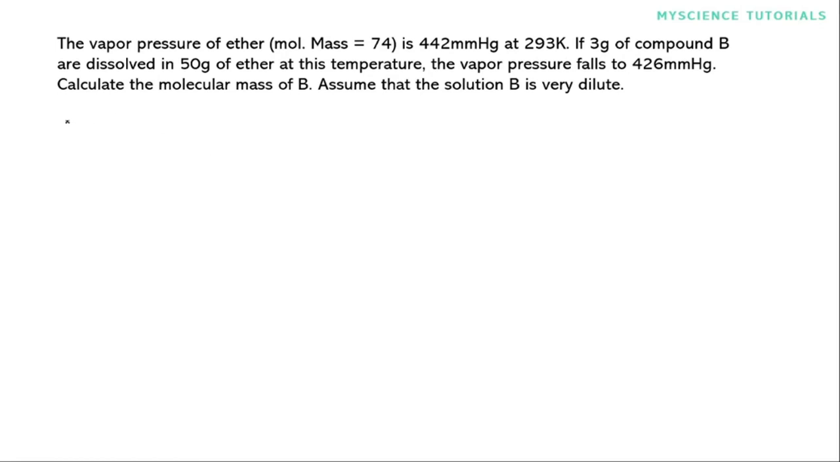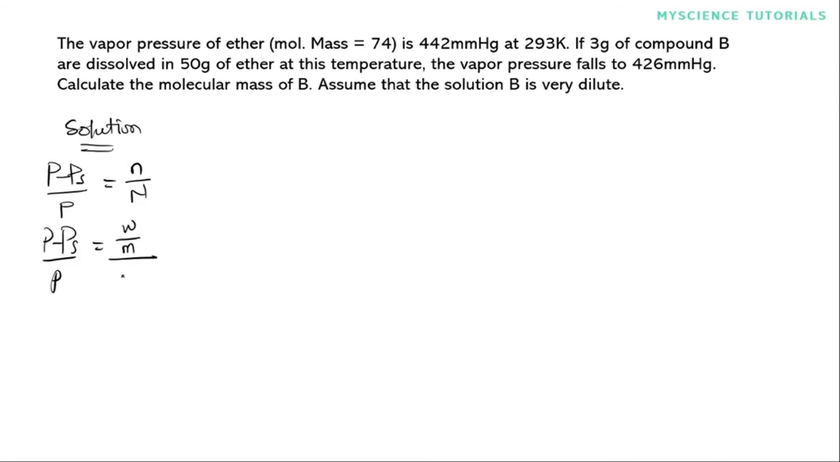So let's look at the solution. We know that for very dilute solutions, P minus Ps over P is equal to small n over capital N, because we've been told the solution is very dilute. Now all we need to do is substitute what we know for the moles of the solute and that of the solvent. The moles of the solute is small w over small m, divided by capital W over capital M. If we resolve everything, P minus Ps over P equals small w multiplied by capital M over small m multiplied by capital W.